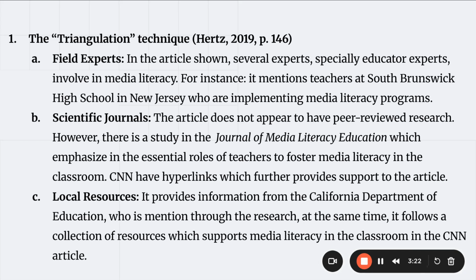Now we need to take a look into the scientific journals. This article does not appear to have peer-reviewed research. However, there's a study shown in the article from the Journal of Media Literacy Education, which emphasized the essential role of teachers in fostering media literacy in the classroom. Also, it's using local resources, because the study provides a lot of information about the California Department of Education, which is mentioned throughout the research.